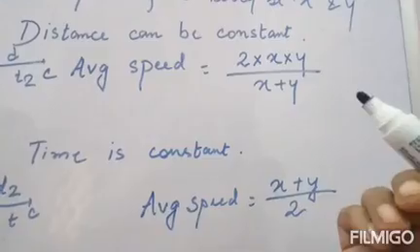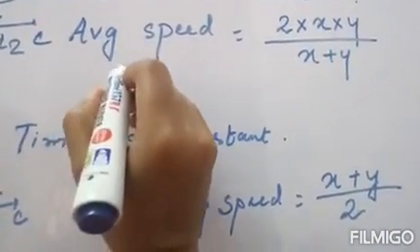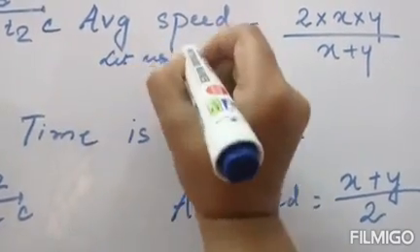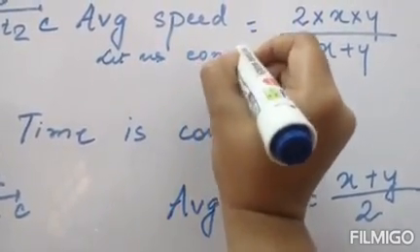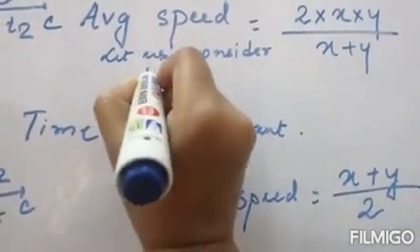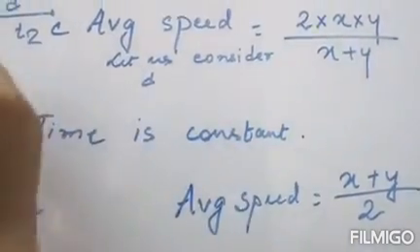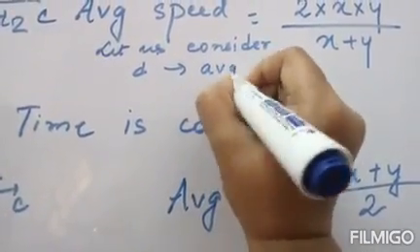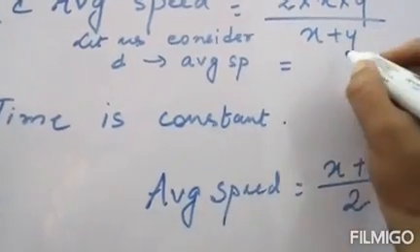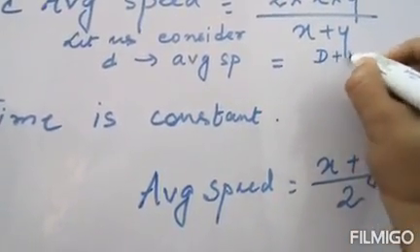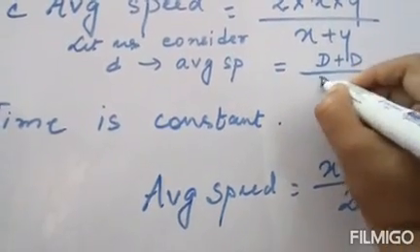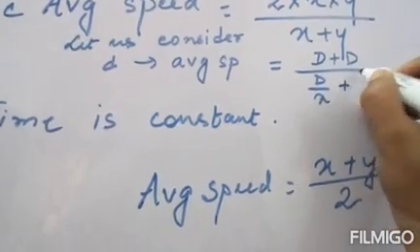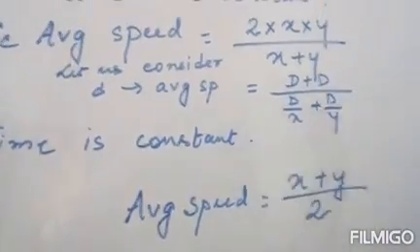Simply, if I am telling you, why will you believe that? Now see, let us consider d as the distance for the first case. So what will be the average speed? Average speed will be d plus d by d by x plus d by y.